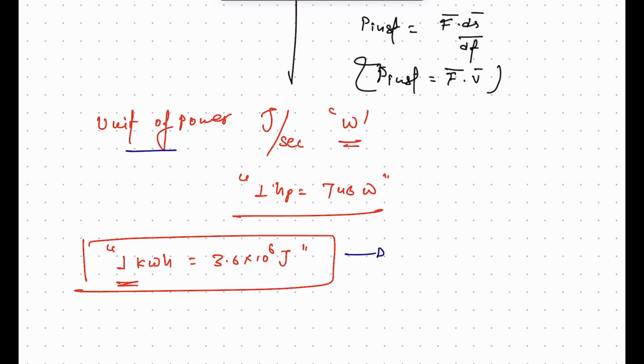Here I am defining the power because we have talked about the watts here. This is the unit of energy. This is called 1 unit as well. Unit of energy.